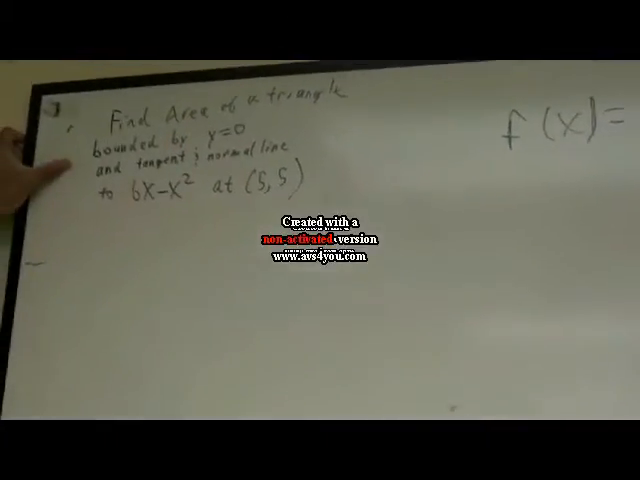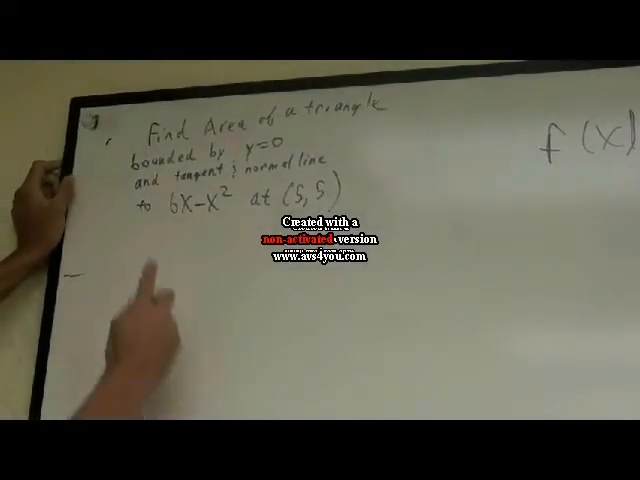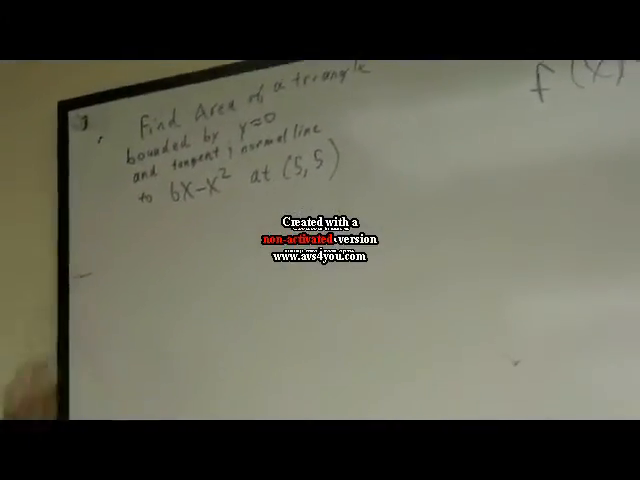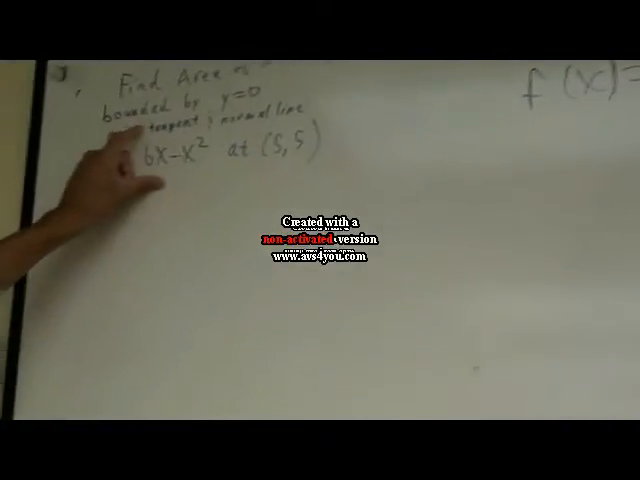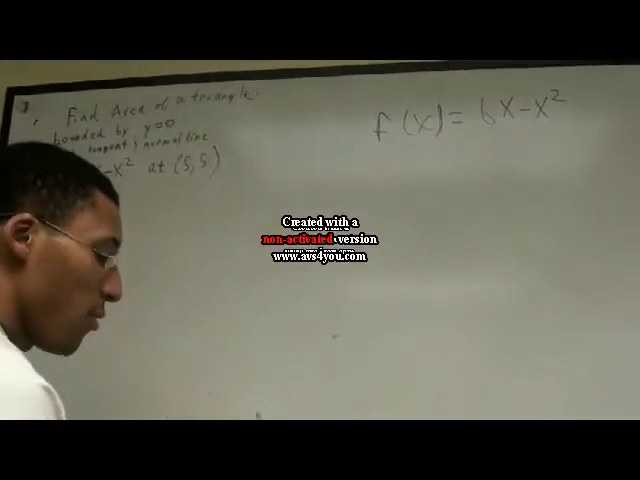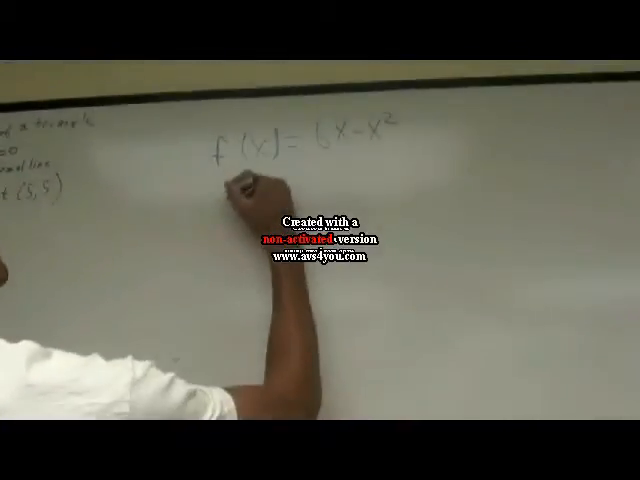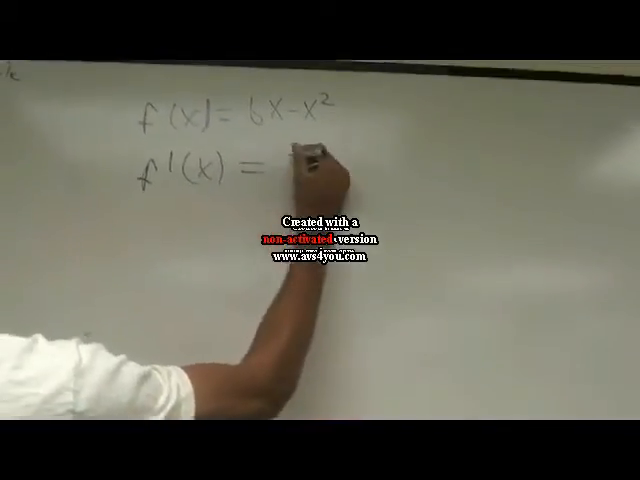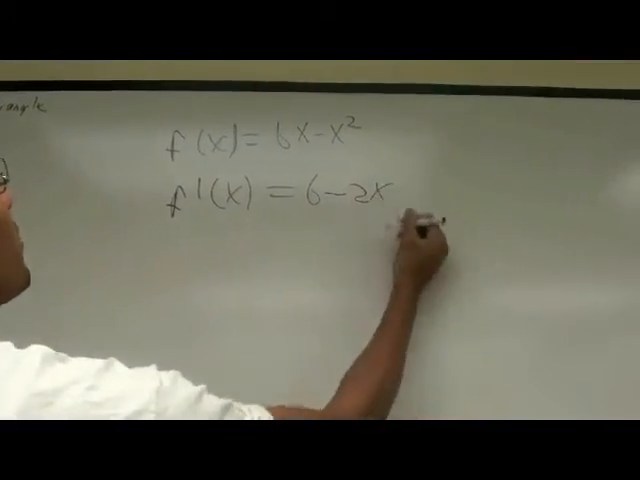lines y equals 0, or the x-axis, and the tangent and normal line of 6x minus x squared at the point (5, 5). So this problem is kind of complicated, so we're going to take it step by step. First thing we need to do, we need to find the tangent line to this graph at this point. So to find a tangent line, we have to take a derivative. So our function is f of x equals 6x minus x squared. So our derivative of that is just going to be 6 minus 2x.